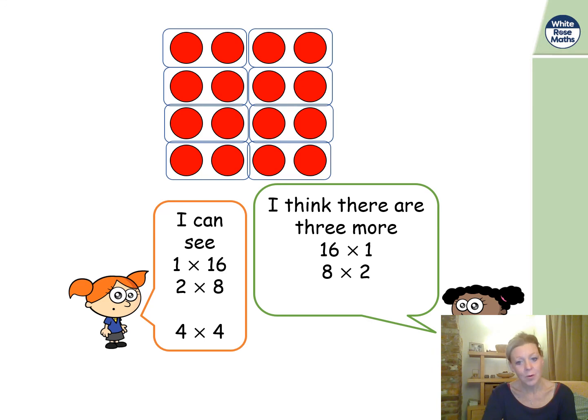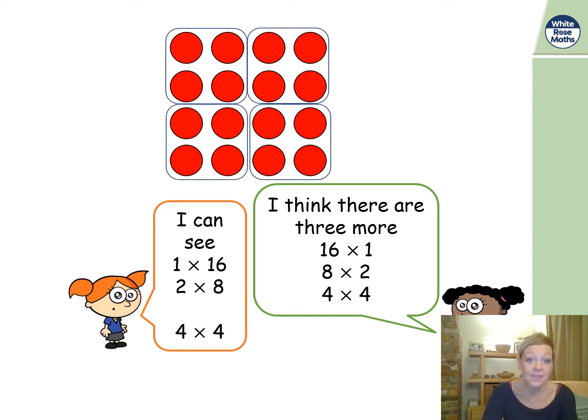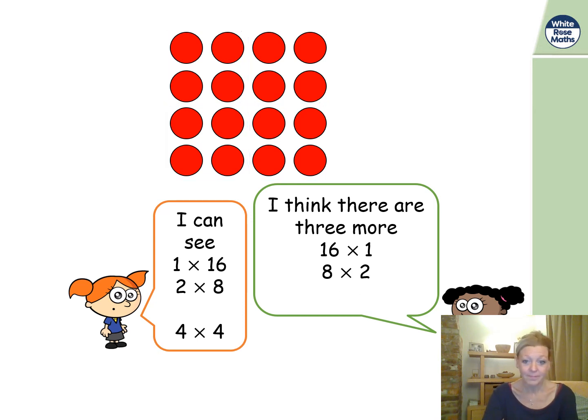Are there any more? Well, have a look at 4 times 4. 4 times 4 is there, but it's not different from the first one. It is exactly the same because the numbers are the same. 4 lots of 4. We can't have that one as an extra sum.